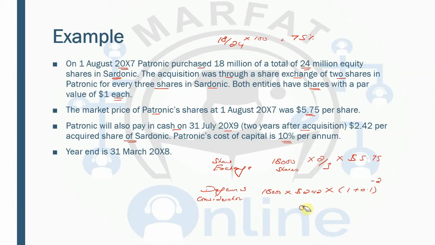Alright, we can just calculate it. 1 plus 0.1 raised to power minus 2 will be, I guess, 0.826. So let me just calculate it. 18,000 into 2.42 into 0.826. So it is 36,000 around. And the above one will be 18,000 into 2 divided by 3 into 5.75. This is 69,000.